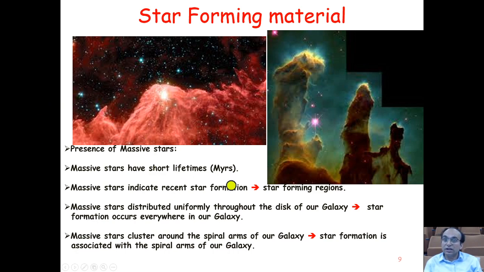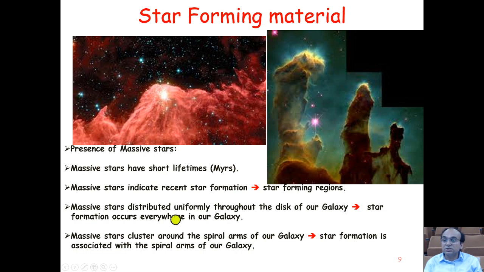Massive stars have a short lifetime. Massive stars indicate recent star formation. So here you find many types of other stars, a variety of stars, in what are called star forming regions. Massive stars are distributed uniformly throughout the disk of our galaxy. So does star formation occur everywhere in the galaxy? I don't know whether it's true or not. Mostly the massive star clusters are found around the spiral arms of our galaxy, as I saw in the previous figures. There are some clusters also found in the spiral arms.